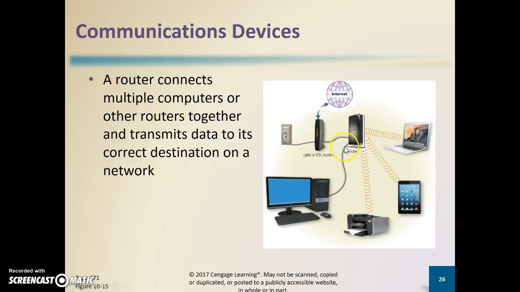This is a router right here. You see the router. It connects multiple computers to transmit data. So you see here in the picture that you have the router that is connected to the DSL or cable modem, and the router, this one in particular, is wired to the CPU, central processing unit, the big black tower here, and wireless communications to a laptop, a printer, and a tablet.